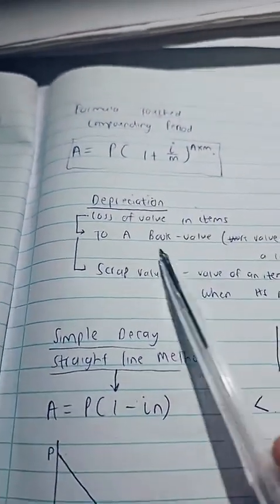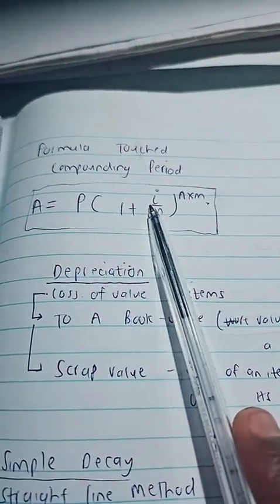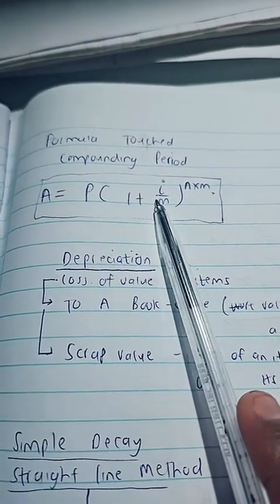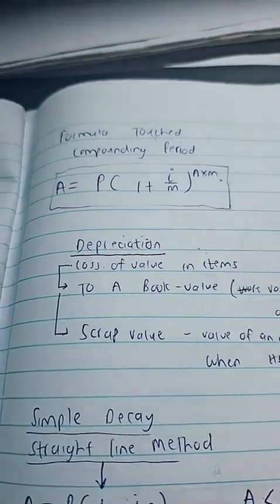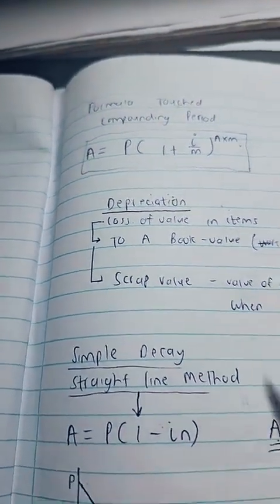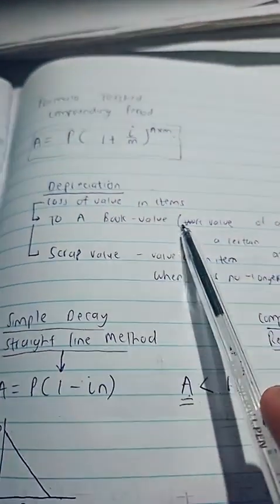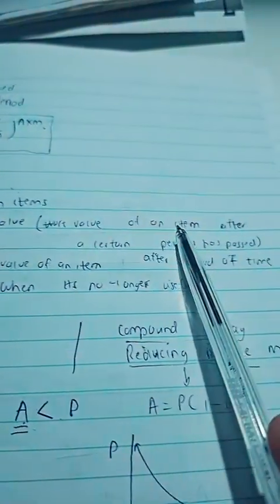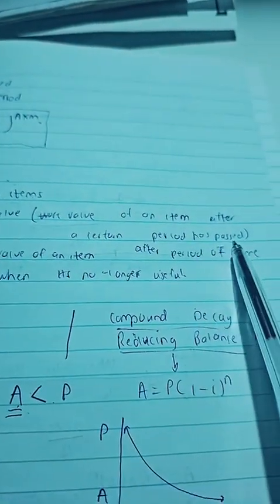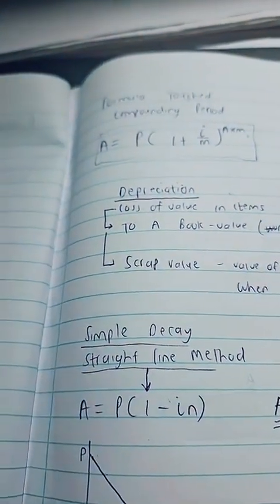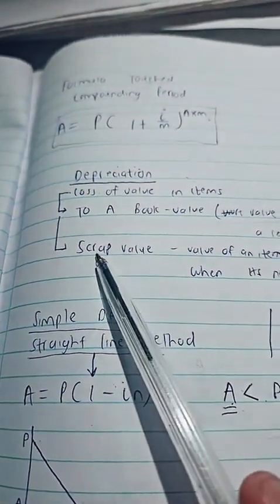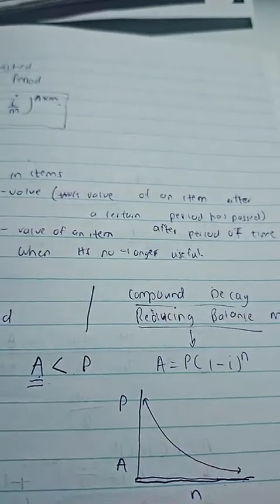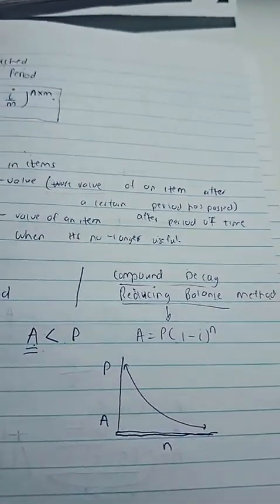Then we looked at depreciation, because with the compounding periods, we divide the interest rate by the compounding period, and then we multiply the number of years by the compounding period. Depreciation is loss of value. We saw that book value is the value of an item after a certain period has passed, like the example with the car. Scrap value is the value of an item when it's no longer useful.